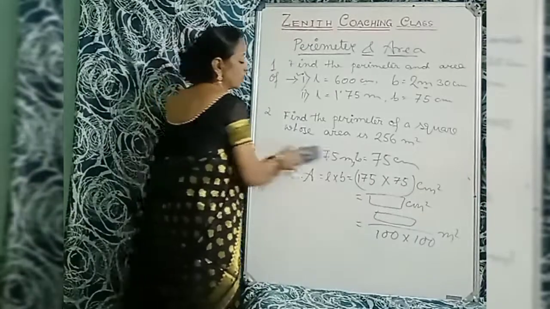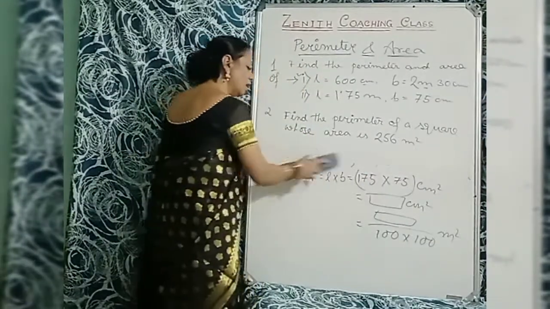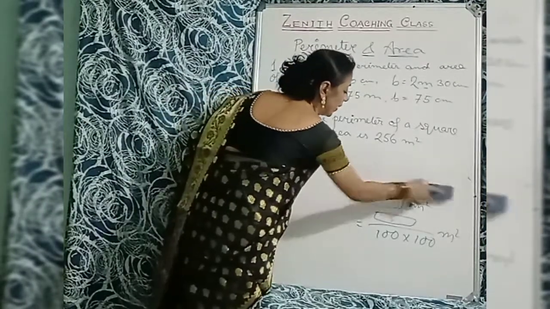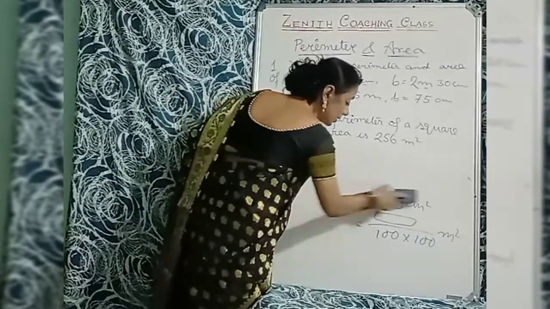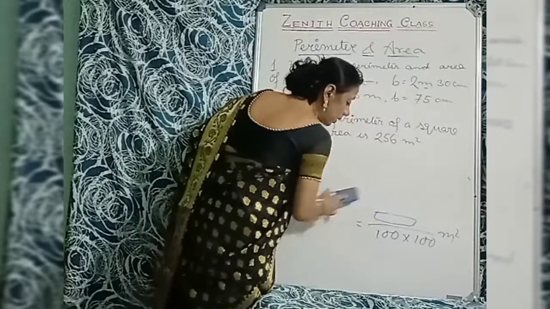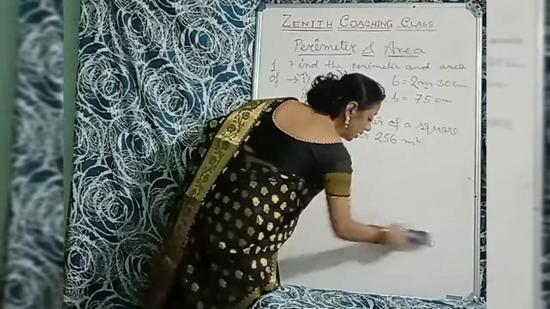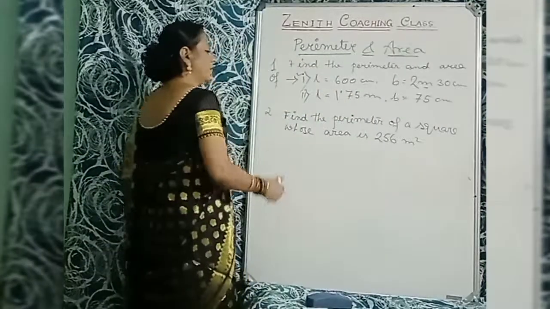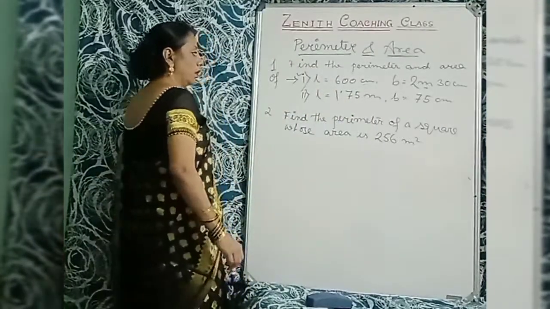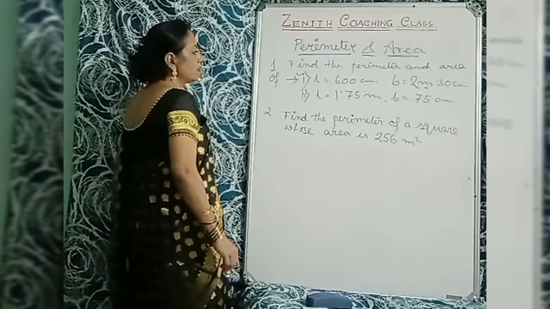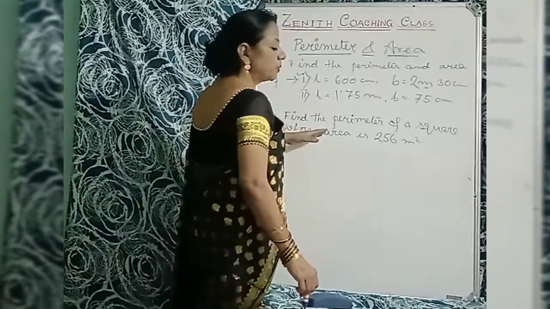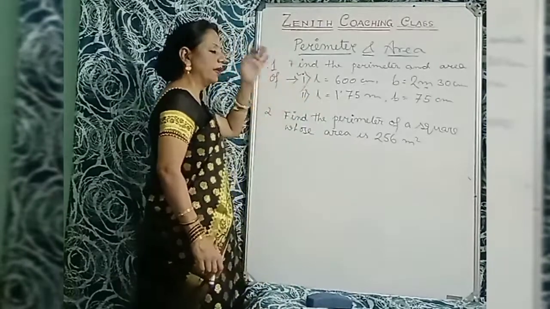Next sum, question number 2. We are talking about the area of a square. The earlier problems were on rectangle; now question number 2 is dealing with square. Find the perimeter. Oh, I didn't teach you the perimeter. No. Okay, let's finish this sum, then I will teach you the perimeter.